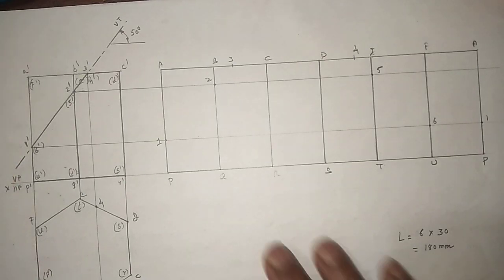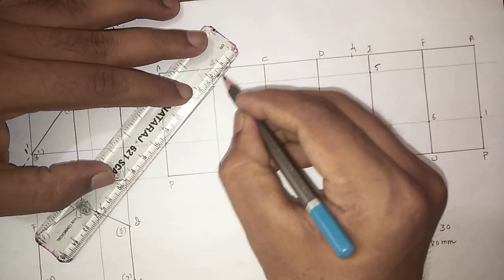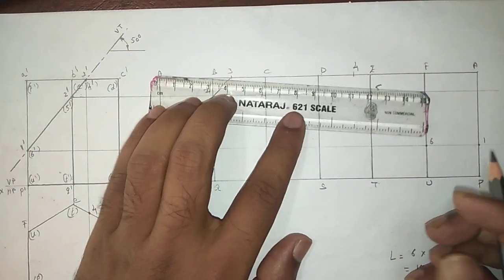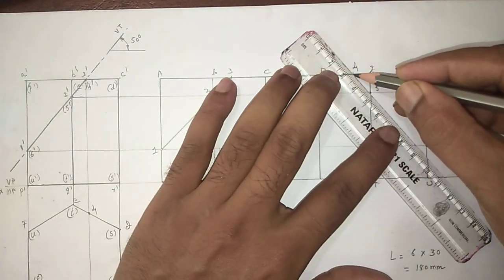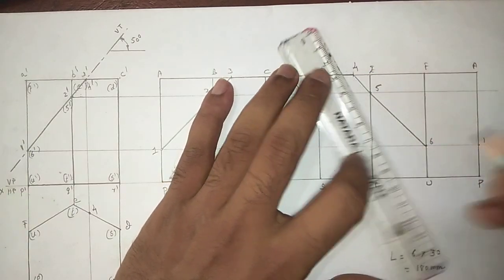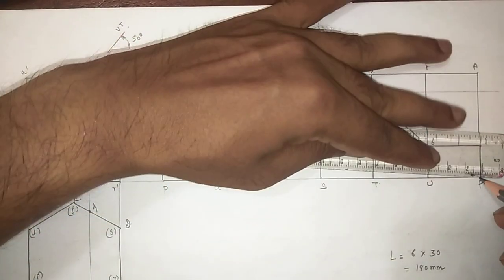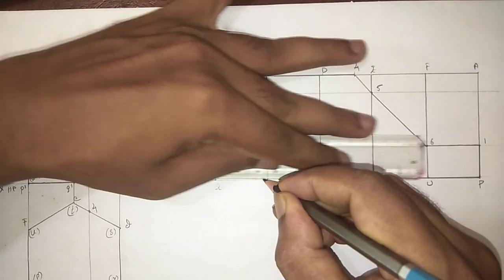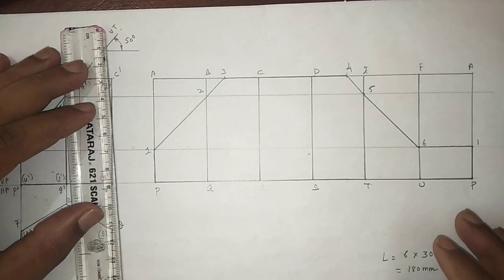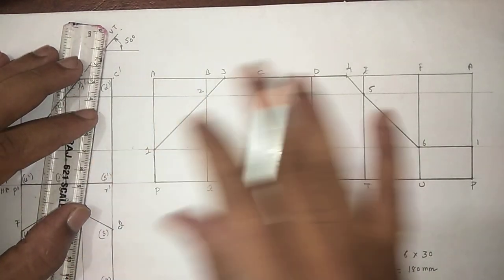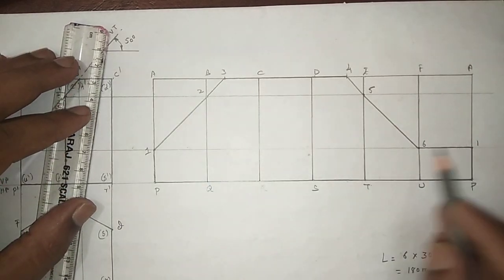Now we need to connect all these points by a straight line. So 1 and 2, 2 and 3, 3 and 4, 4 and 5, 5 and 6, 6 and 1, and again 1 and P, and connect all the bottom faces of the prism, and again P and 1. So like this we need to connect the object, and the remaining areas are very light when compared to this required portion.